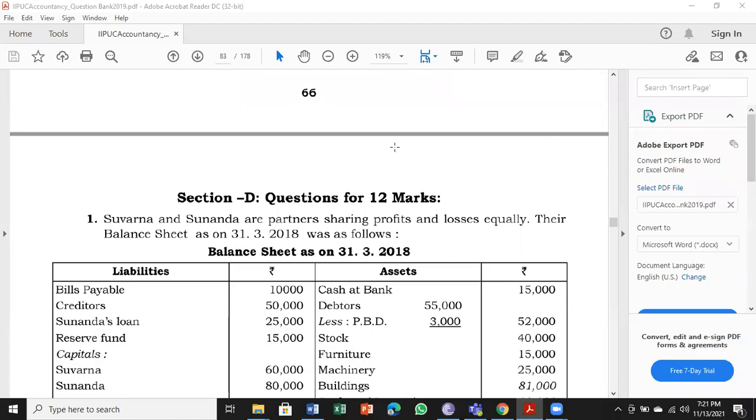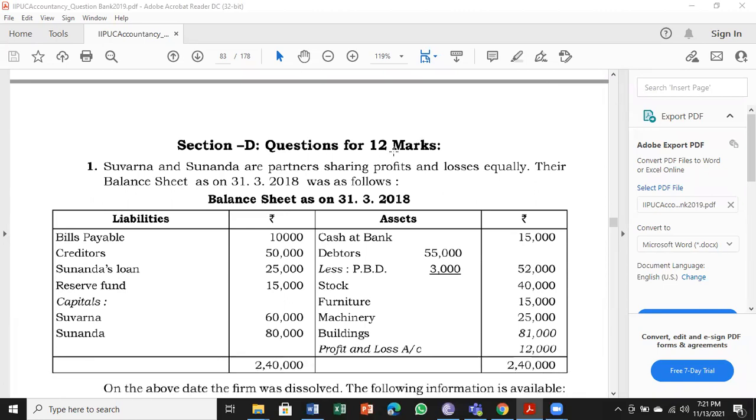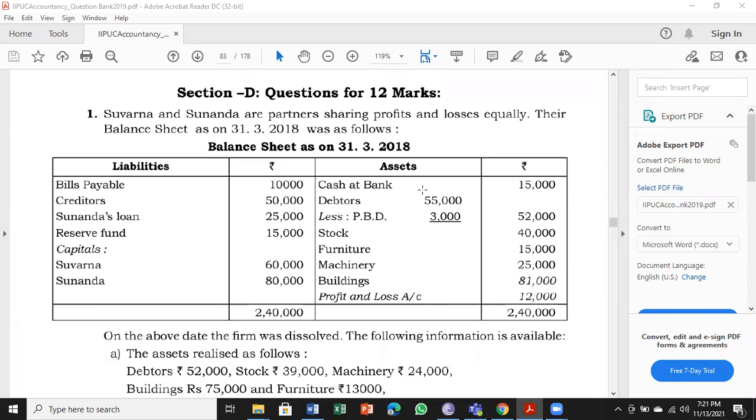So question bank, page 66, problem number 1. Suvarna and Sunanda are partners sharing profits and losses equally. Underline the word equally. Only two partners are there. So 1:1. Their balance sheet on 31/3/2018 was as follows.